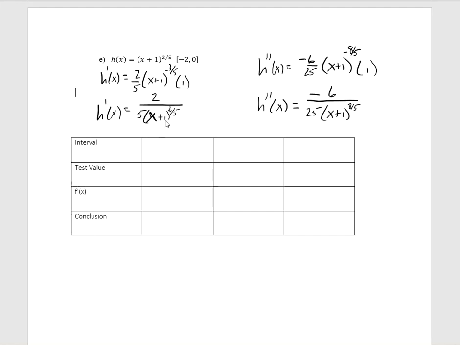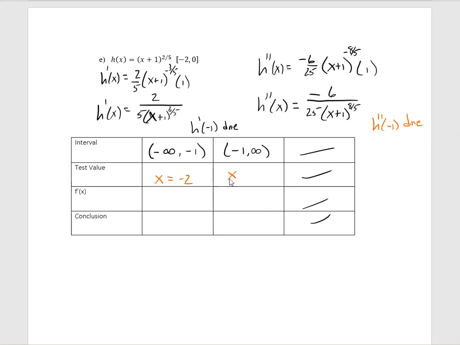So the only issue here is we have a negative 1, that is, h prime of negative 1 does not exist. So we have something happening there, and we have to figure out what that is. So let's do that. Negative 1, but notice we can't test, h double prime of negative 1 does not exist either. So our second derivative test is not helpful. So any test value in here, let's use negative 2, let's use 0.